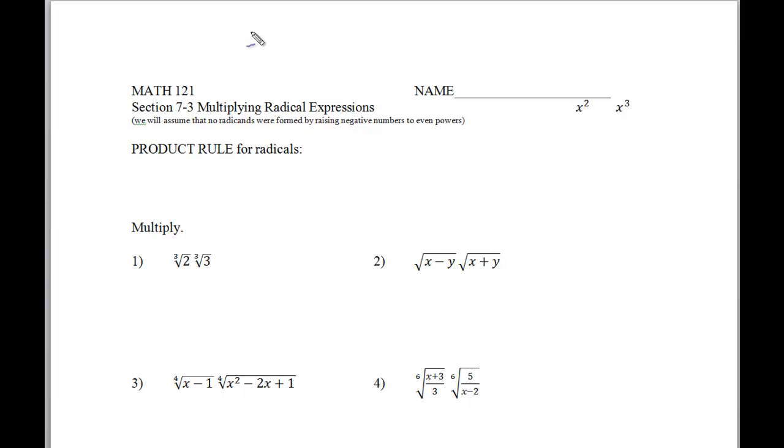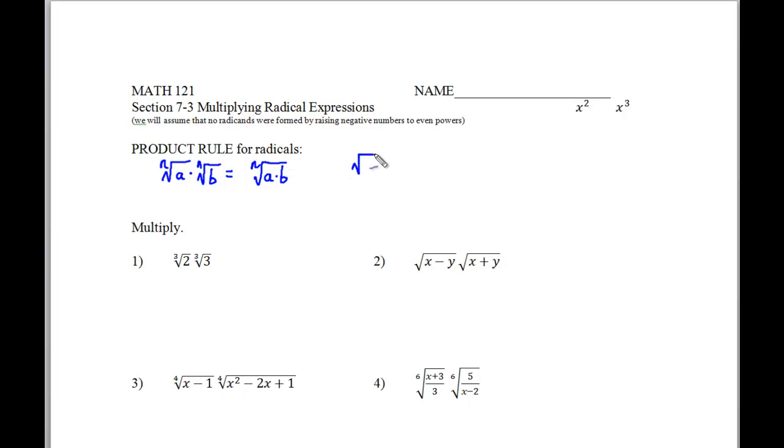Well, first of all, we're going to start off with looking at the product rule for radicals. And this is a neat little simplification trick. So if we have the nth root of a times the nth root of b, this is going to be equal to the nth root of a times b. As long as they're under the same radical, you can put them together with multiplication.